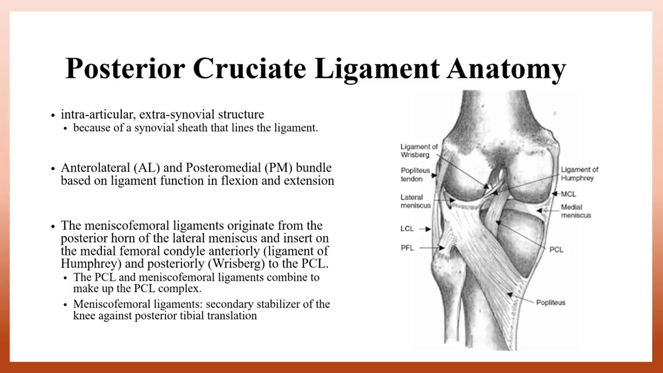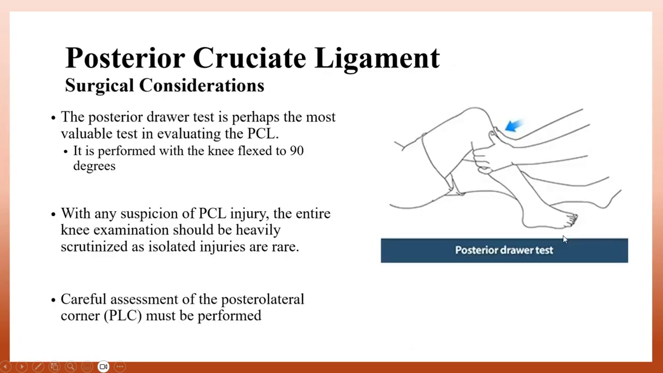And the meniscofemoral ligaments are secondary stabilizers of the knee against posterior tibial translation. So these two work in conjunction with each other. And you can see the PCL is listed here. And here are some of those meniscofemoral ligaments, like the ligament of Humphrey. We'll talk about other stuff with the PLC injuries too, but these make up the posterior stabilizers.